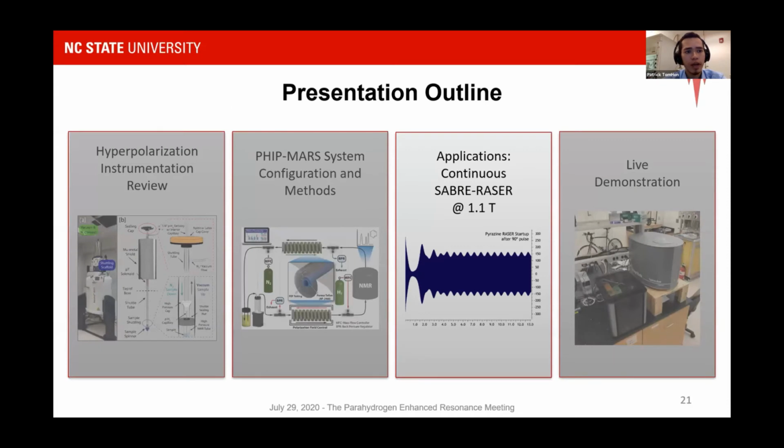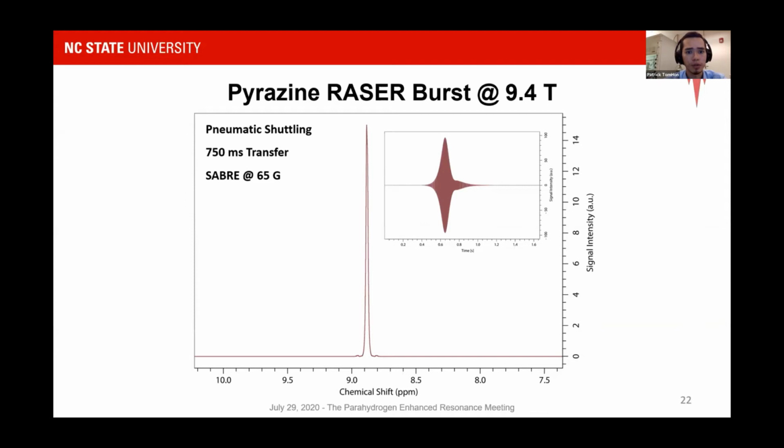So now I'll move on to the application that we're focused on, and this application is the continuous SABRE RASER. Just quickly, a RASER is an analog to a laser, with spontaneous emission of radiation due to population inversion. This population inversion is generated by SABRE hyperpolarization, and the feedback that gives coherence of the population inversion is from the resonator that is the NMR circuit. And here, this is just a demonstration of using the pneumatic shuttling that I showed to get a single RASER burst in a high field breakthrough magnet with no pulse applied.